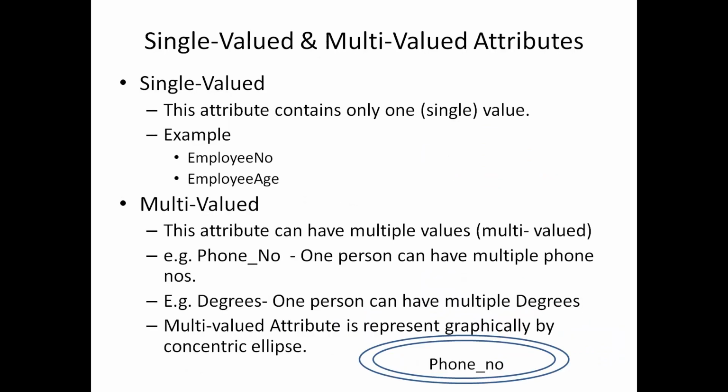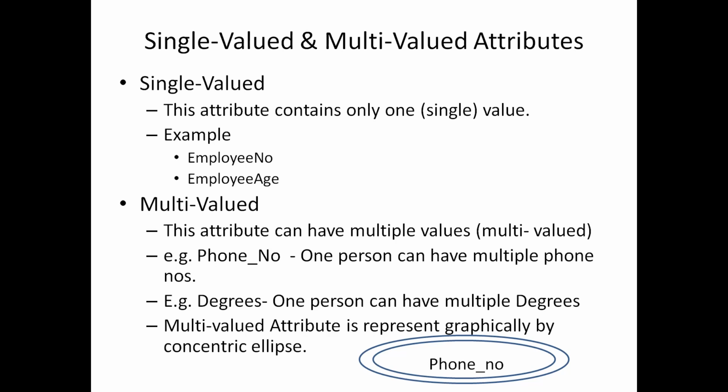Now there could be a single valued attribute and there could be a multi-valued attribute. So single valued attribute, what is it? Employee number we said, employee age, right? It could be only one value to one entity. Multi-valued, it could be multiple values to the same attribute. So for example, a phone number of a person could be multiple phone numbers, right? I can have two mobiles, maybe one landline, and things like that. So that becomes my multi-valued attribute, and the name itself denotes what it is, because it has multiple values.